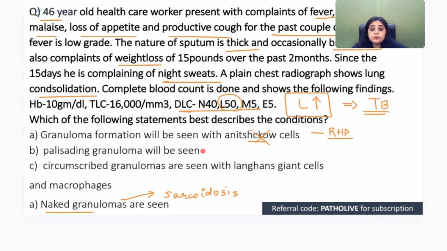Okay, palisading granuloma is seen. Where do you see a palisading granuloma? This is what I want to ask you. Just look at the word palisading. Please remember palisading granuloma. Guys, you are just telling me schwannoma and all without reading the other word. Where is the granuloma? Very good. Rheumatoid arthritis.